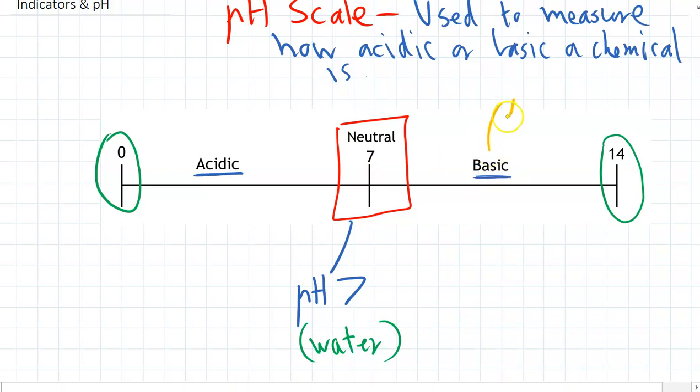You might also hear the word alkaline. Alkaline just means it's a basic chemical that can dissolve in water. So it's soluble. Basic's the more chemically accurate term.